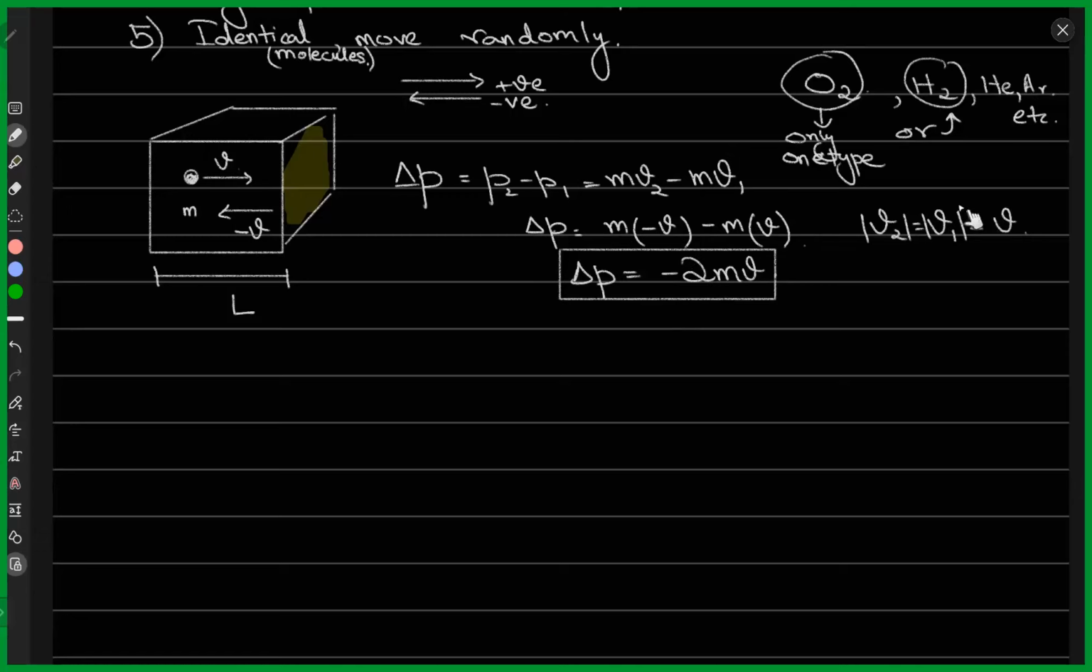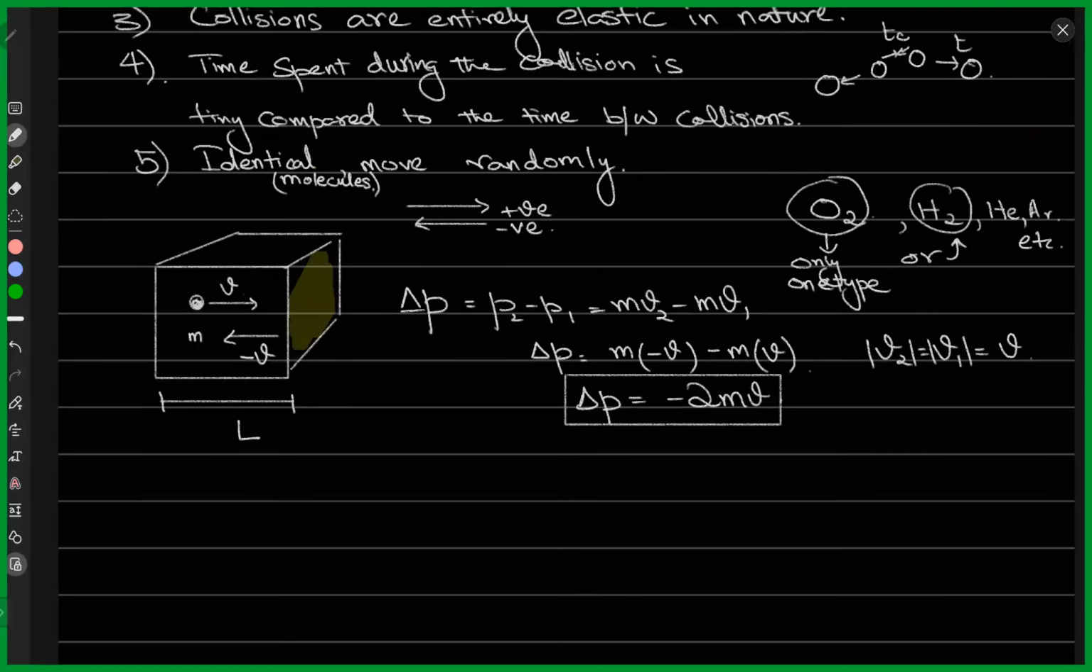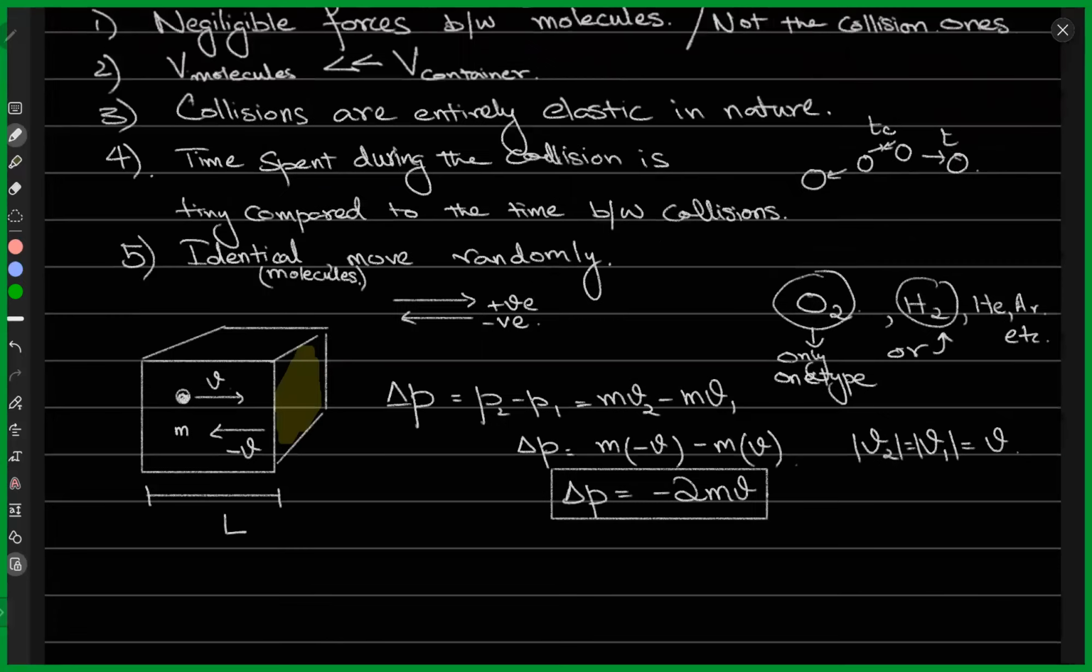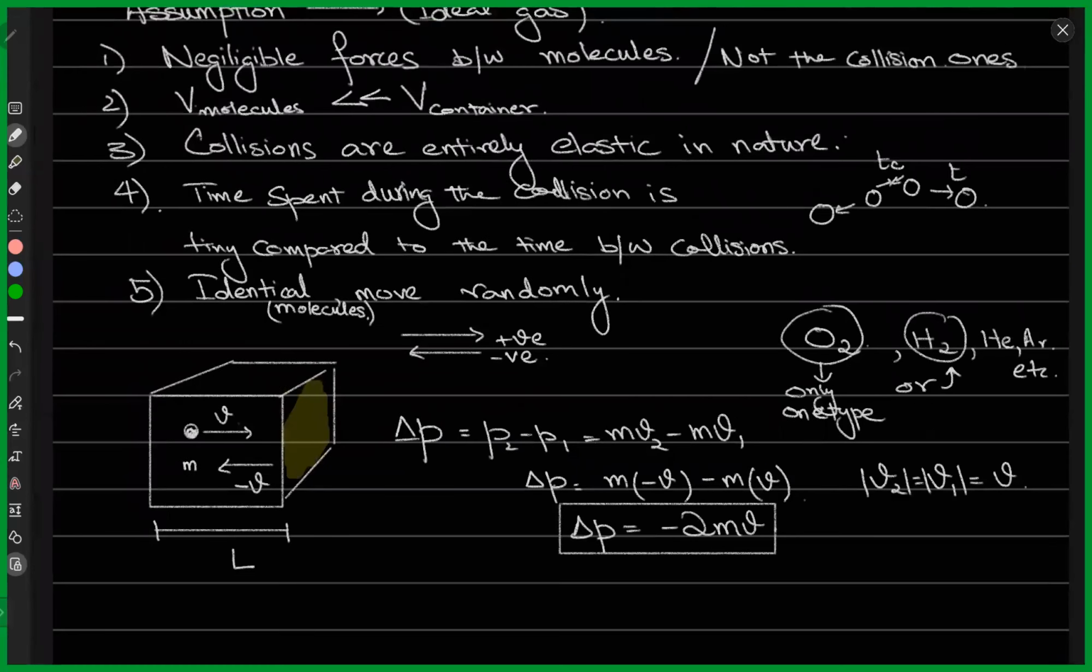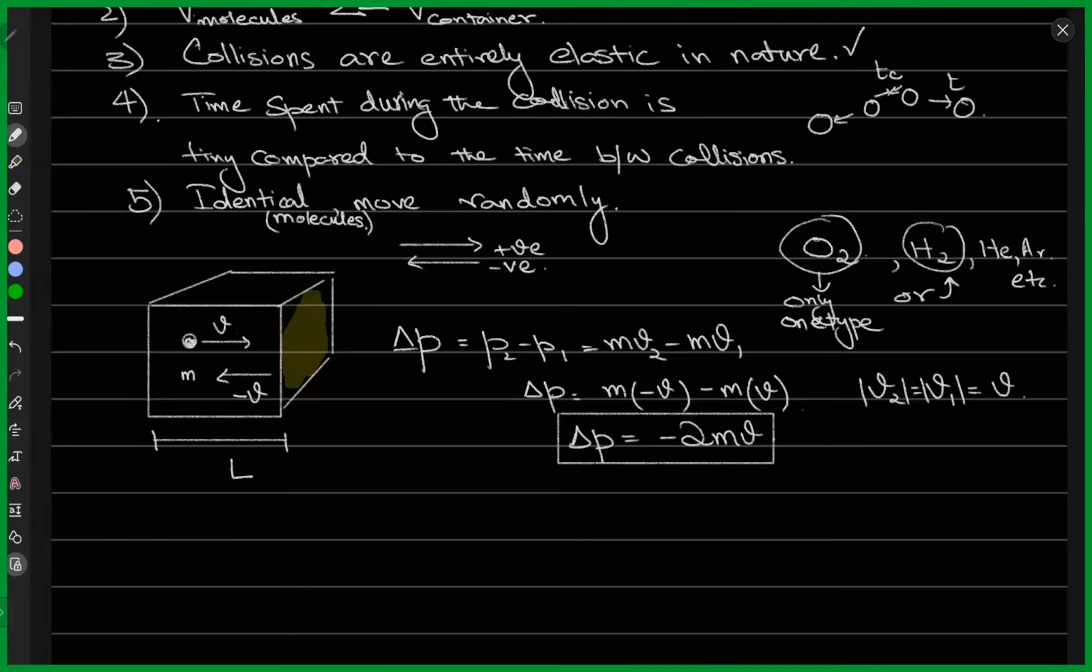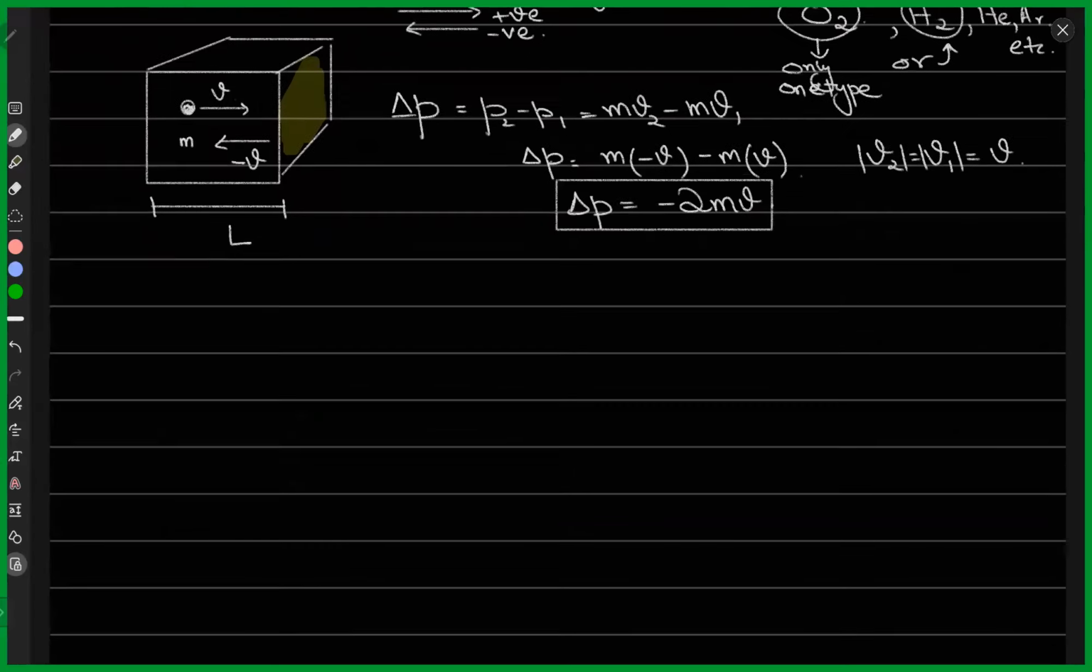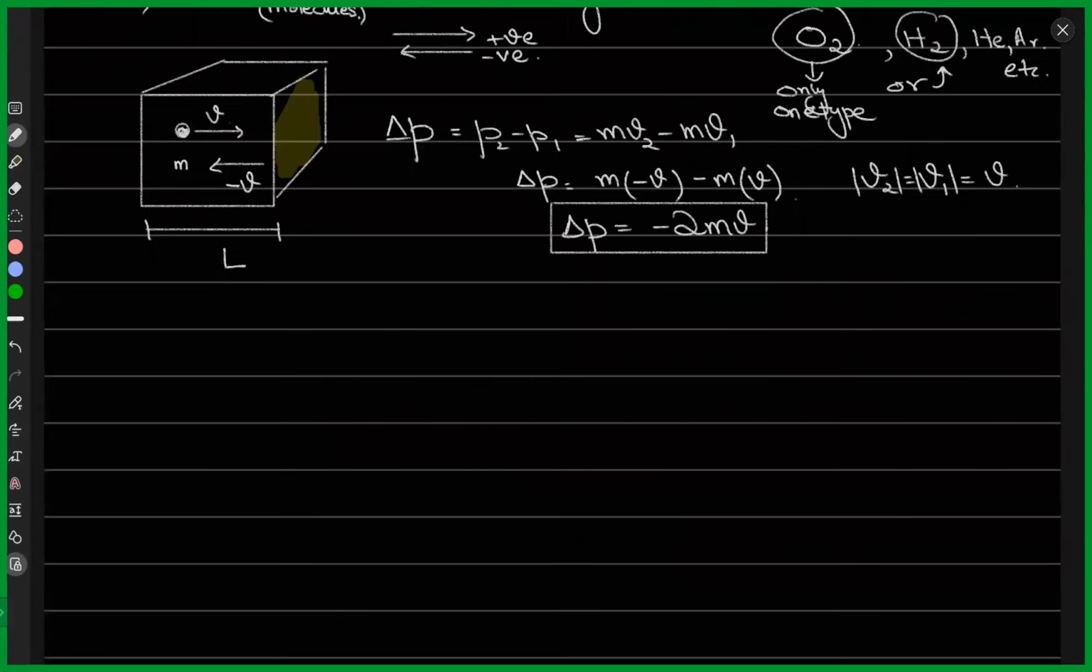The velocities, both of them, v1 and v2, are the same because of our assumption number 3, right? Because we said that the collisions are entirely or perfectly elastic in nature. So the velocities are the same. All right, so is that clear now?